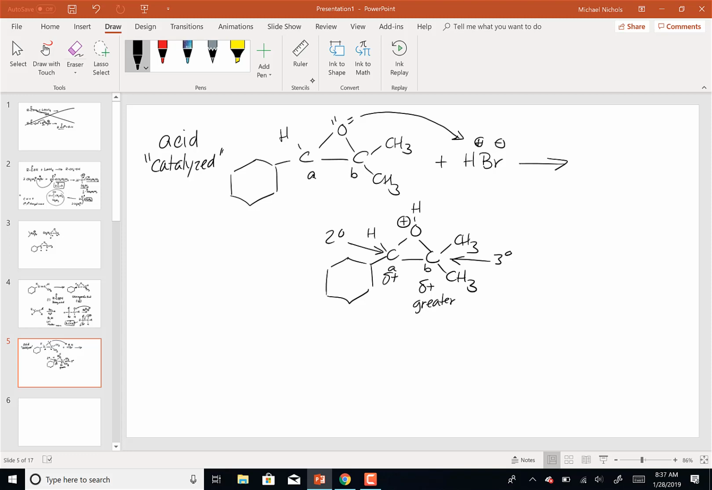Okay. This is the series of steps whenever you protonate an epoxide. When you protonate the epoxide, basically the oxygen's going to want to dump its positive charge down to those two carbons. The carbon that's more substituted will be the one that has more delta positive charge. Why is that important? Sort of a rhetorical question. My last step is going to be for the Br minus to come in and attack carbon A or attack carbon B. Which one is it going to attack?